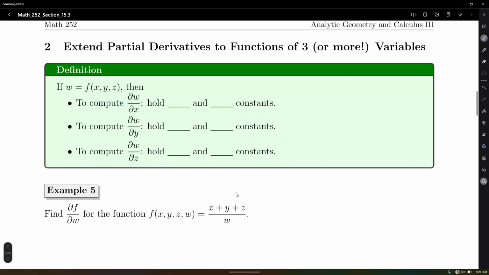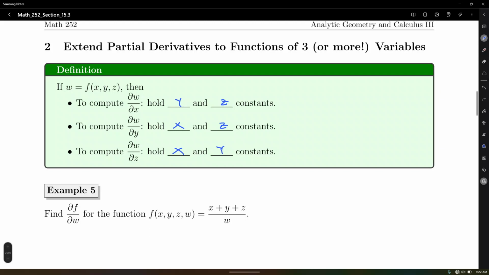Well, in the case where we had two variables, we took the partial with respect to x, holding y constant. We took the partial with respect to y, holding x constant. So one variable at a time. So in this case, for a function w that depends on x, y, and z, if we differentiate with respect to x, then y and z remain constant. If we differentiate with respect to y, then it is x and z that remain constant. And lastly, if we differentiate with respect to z, then x and y are the variables that remain constant.